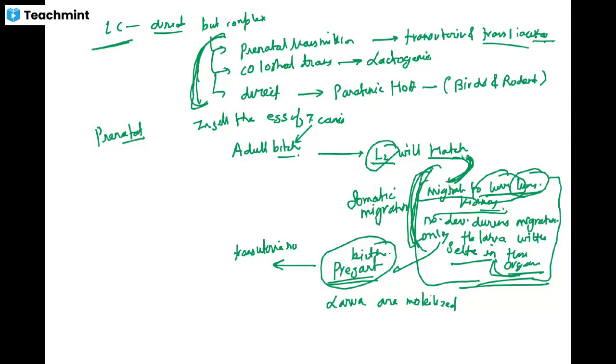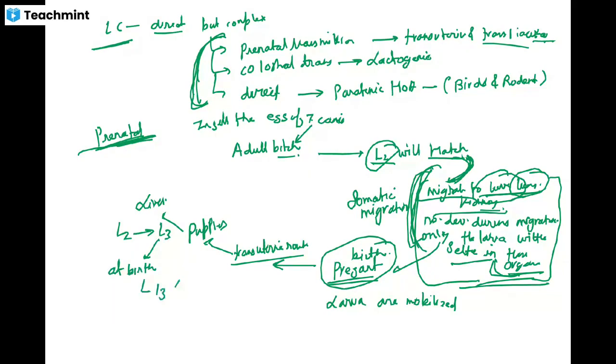Through transuterine infection they are transmitted into puppies. So this is a prenatal transmission. Then they reach the puppy's liver. There they develop into L3 from L2. Then at birth, this L3 will reach the lung of that puppy, then stay there in the lungs. Then they develop to L4 in the lungs itself. Then they go to the bronchiole, bronchi.